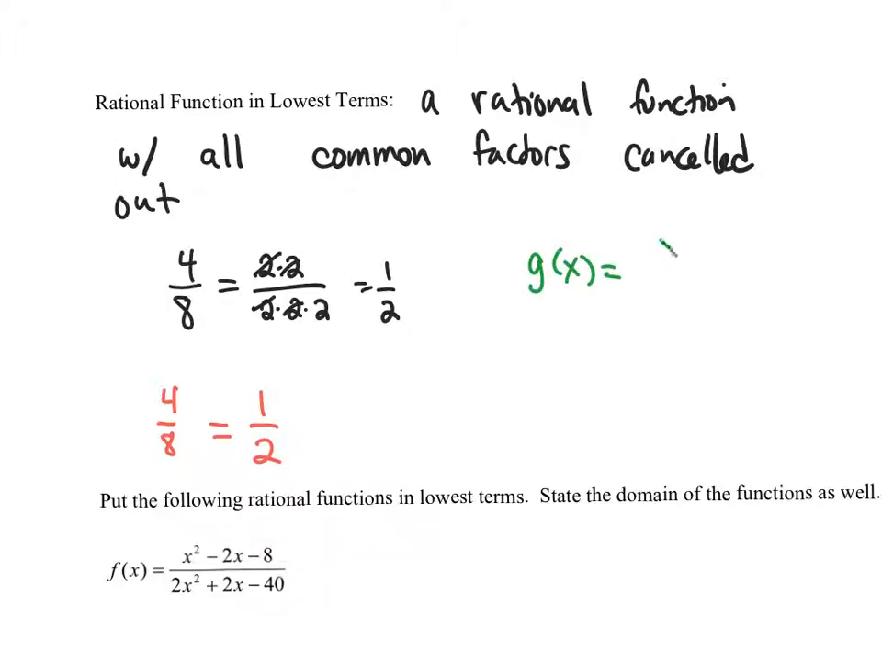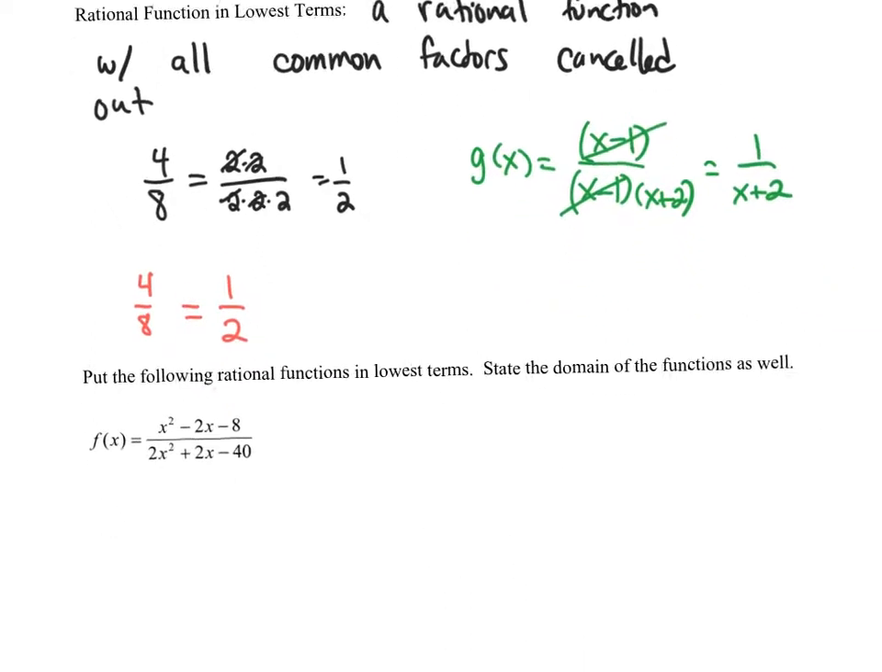So if I had something like x minus 1 here and (x minus 1)(x plus 2), then I'd want to cancel that out and be just left with 1 over x plus 2. So lowest terms is always a better way to go because it'll make our rational function easier. Now when you do cancel something out, that will mean something important down the line. So let's look at a couple of examples where we're going to put things in lowest terms.